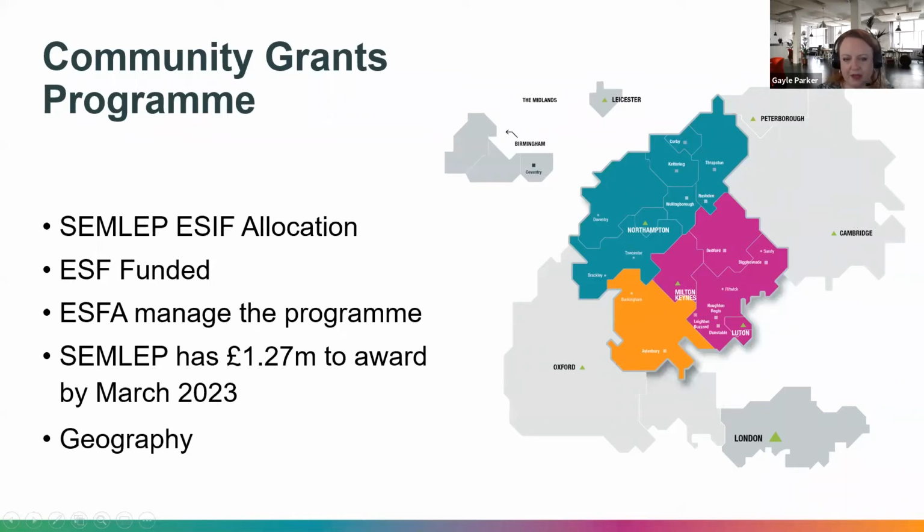So the SEMLEP programme started in 2013 and the South East Midlands was given an ESIF allocation of 79.5 million. So that was both ERDF and ESF funding across the whole of the area. So that was split into projects for businesses and projects for skills. So we're primarily talking about the ESF funding today. And as part of the ESF funding allocation, we had a number of opt-ins we were able to do. And one of those was the Skills Funding Agency. And within that was community grants. So that's how the programme came about.